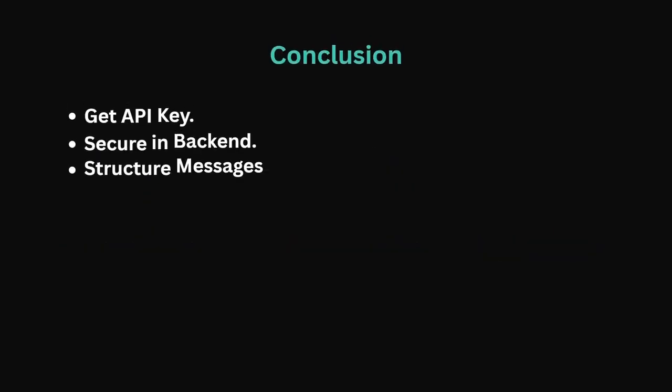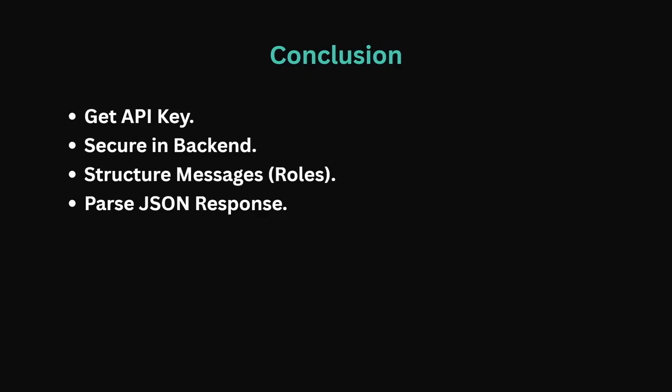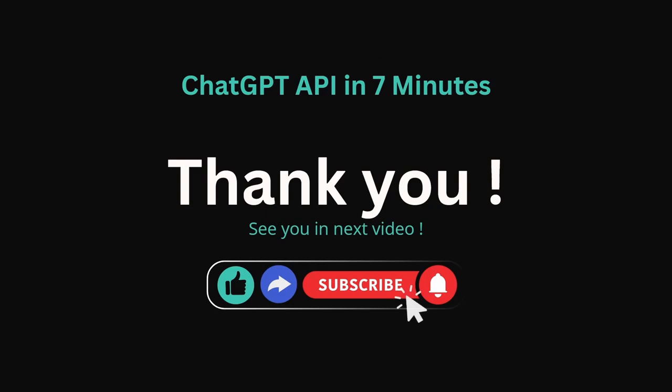And that is the ChatGPT API. You secure your key on the backend, structure your messages with roles, manage your token count, and parse JSON responses. The barrier for AI development has never been lower. And understanding this API is the foundation for everything coming next.